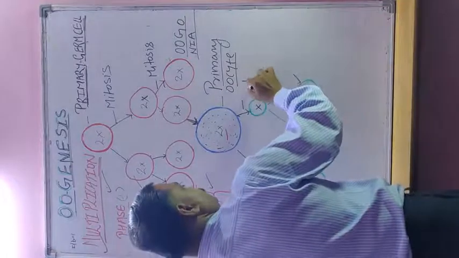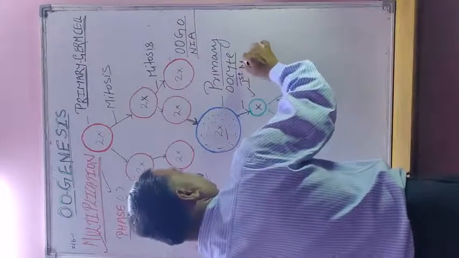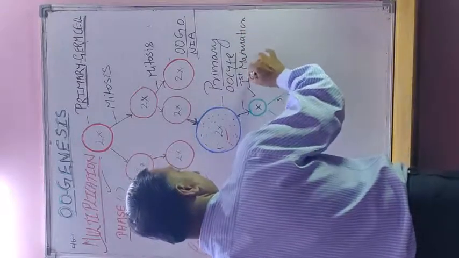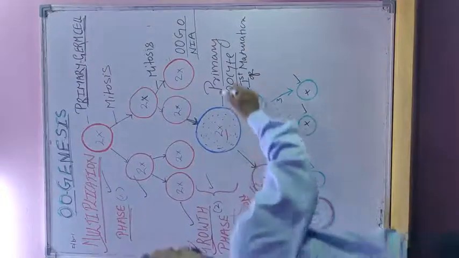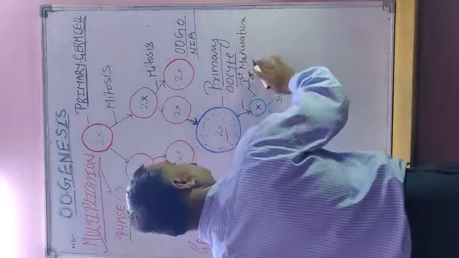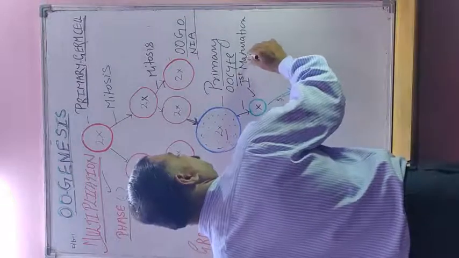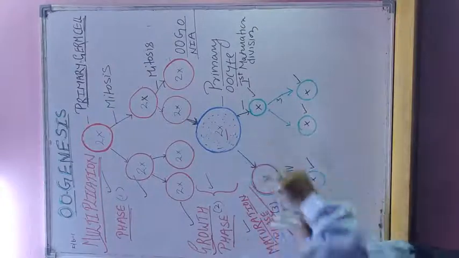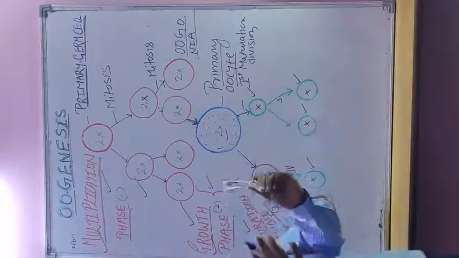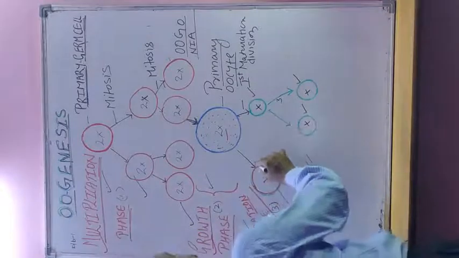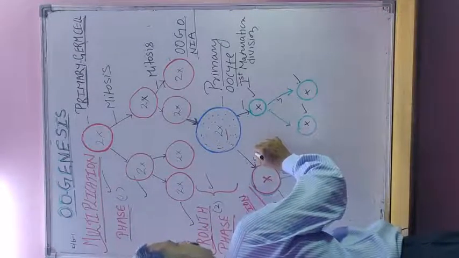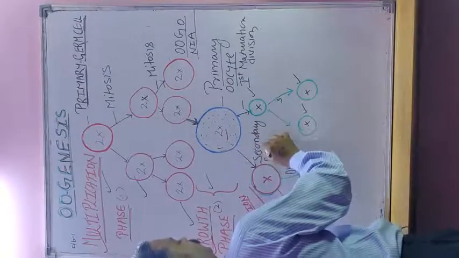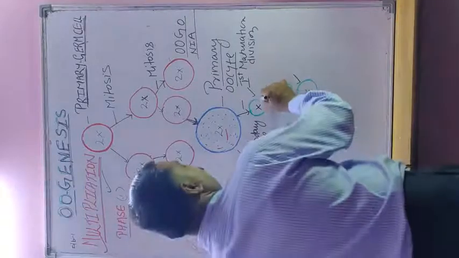In the first maturation division of the maturation phase, the primary oocyte will not divide into 2 equal bodies, but one will be a secondary oocyte, and the other is the polar body.